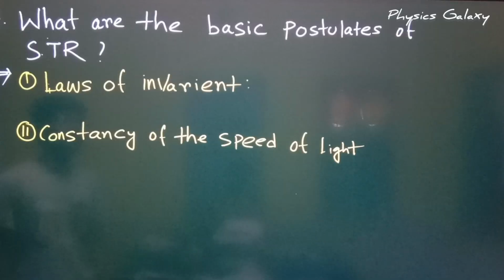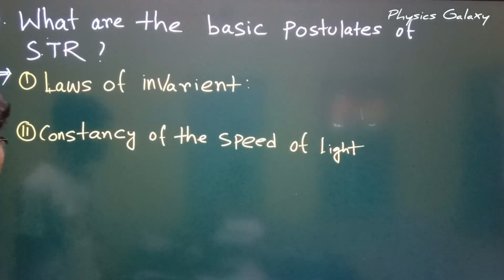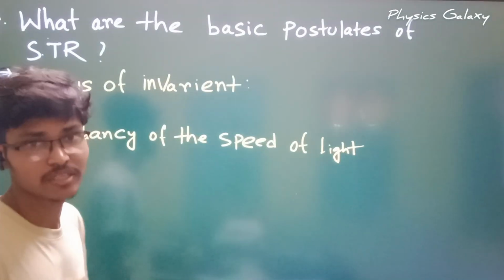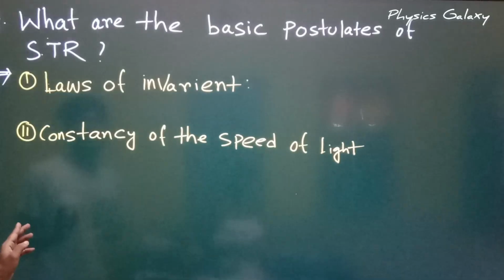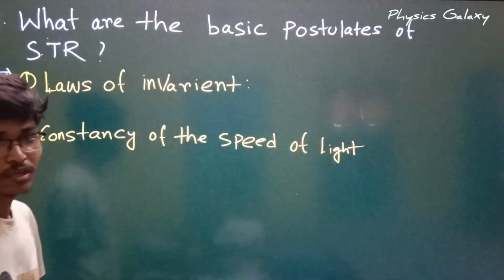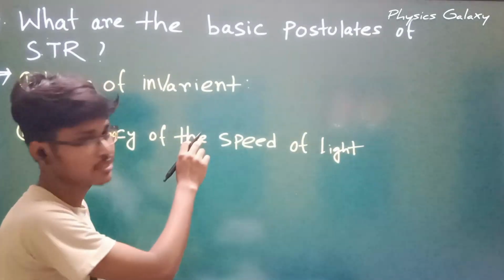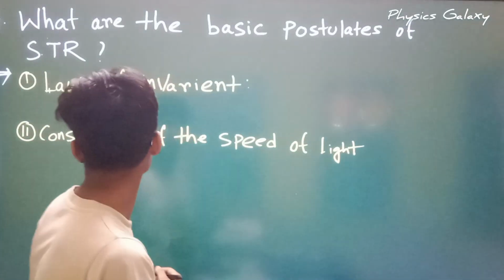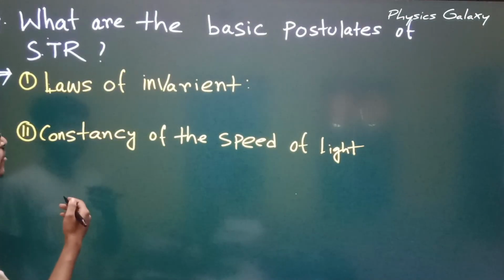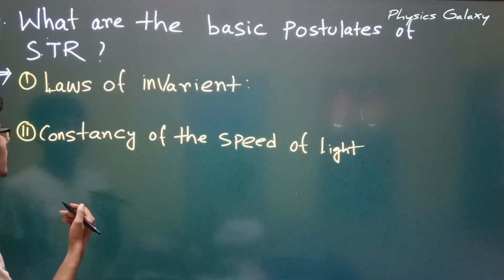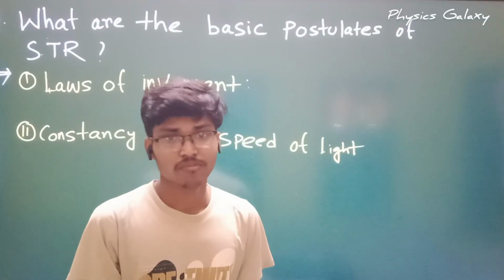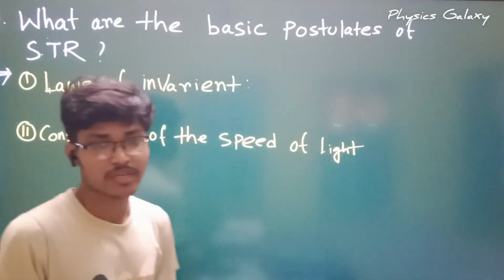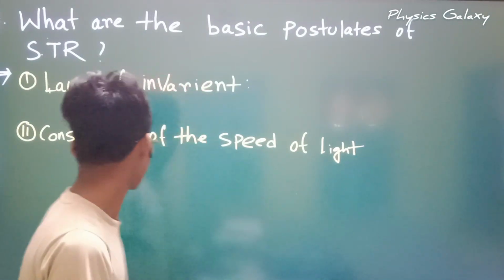At last they asked some questions on STR, the special theory of relativity. They asked me what the basic postulates of STR are. There are two postulates: first, the laws of physics remain invariant in all inertial frames of reference, and second, the speed of light is constant for all observers in all systems.